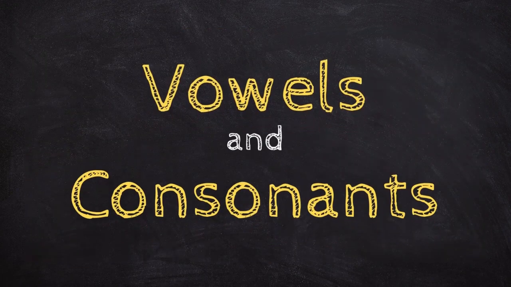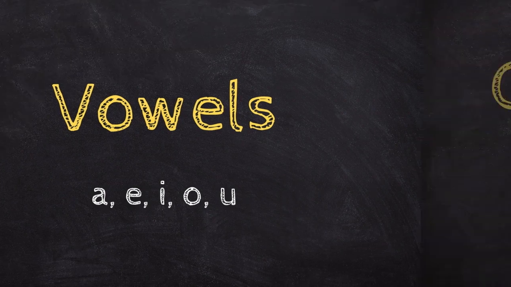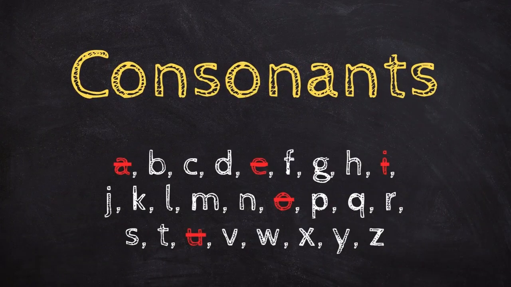Vowels and consonants. Five alphabets are known as vowels: A, E, I, O, and U. All other alphabets except the five vowels are known as consonants.